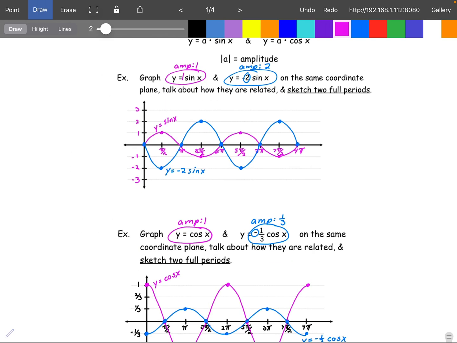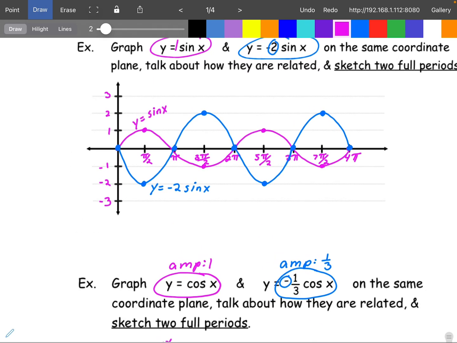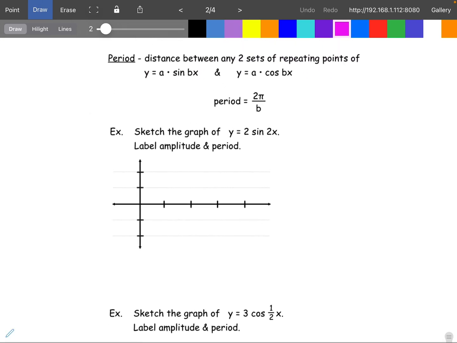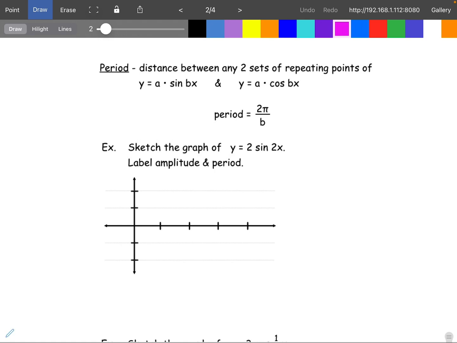So in our originals, we said that we could go to 2 pi and all of our values were unique. Then our pattern starts repeating after 2 pi. So where it starts repeating the pattern is where your period starts over. So the original had a period of 2 pi. These are going to have a different period based on what number is right here.